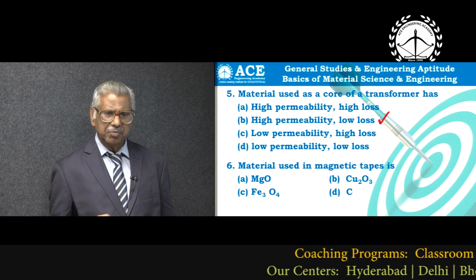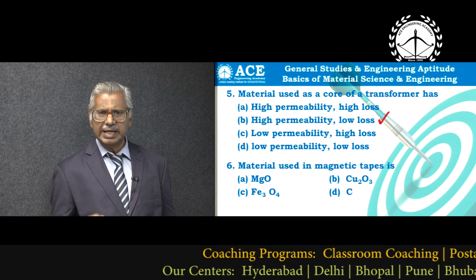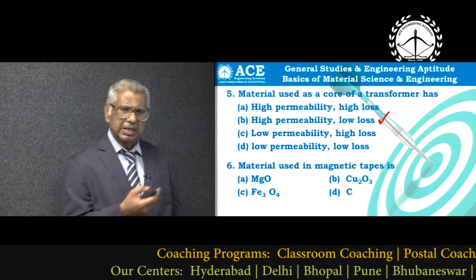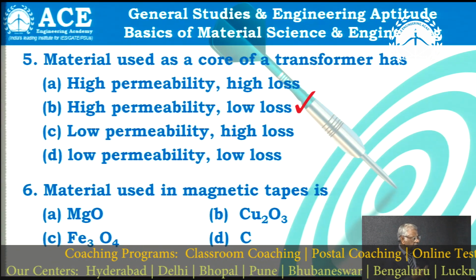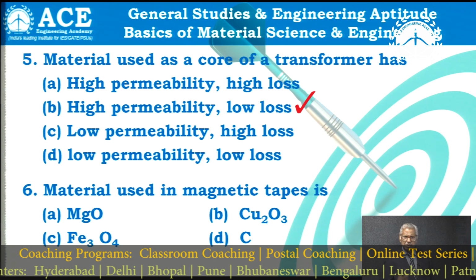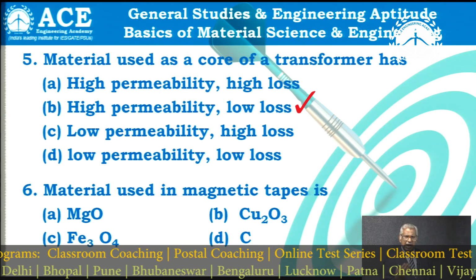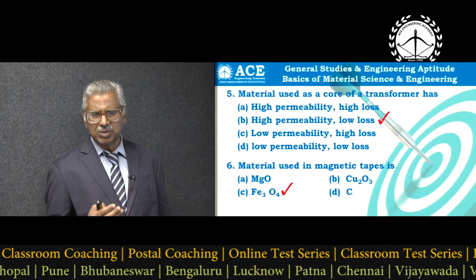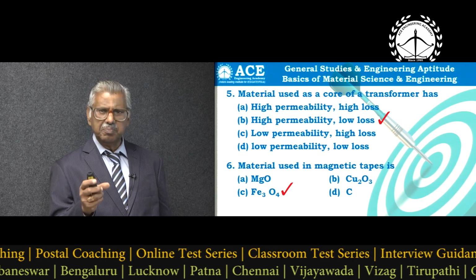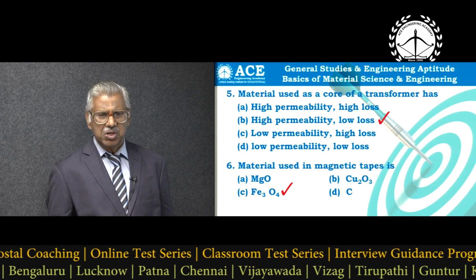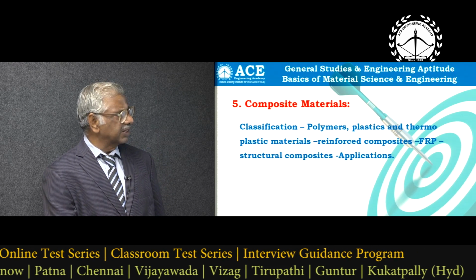Look at the next one. As you know, one of the most used data storage media is the magnetic tape. So what exactly are we using in a magnetic tape? Magnesium oxide cannot be, it is ceramic obviously. Cupric oxide has nothing to do with it, again an insulating material. Pure carbon cannot be used. Iron, as all of us know, is one of the magnetic materials. Iron, cobalt, nickel form the triplet of ferromagnets in the periodic table. Therefore Fe3O4, the ferric oxide, is the one used in magnetic tapes.